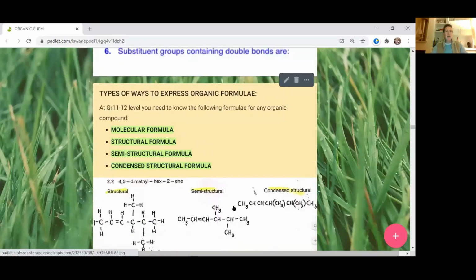And then, of course, you should be able to name compounds. We said the nomenclature.